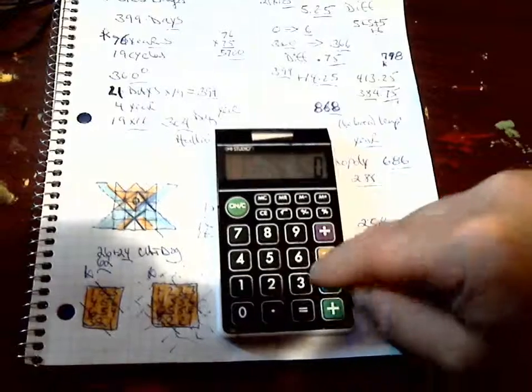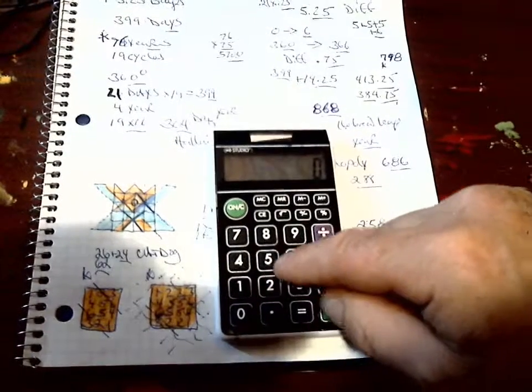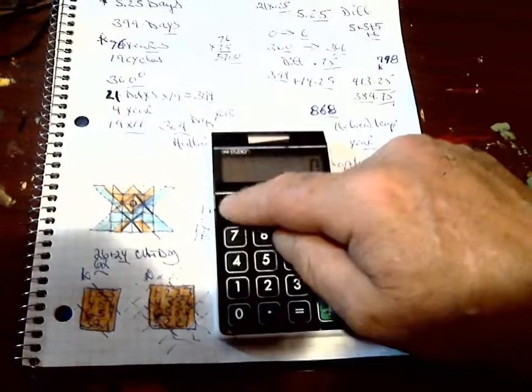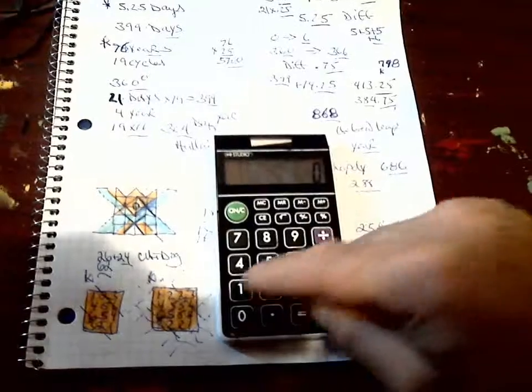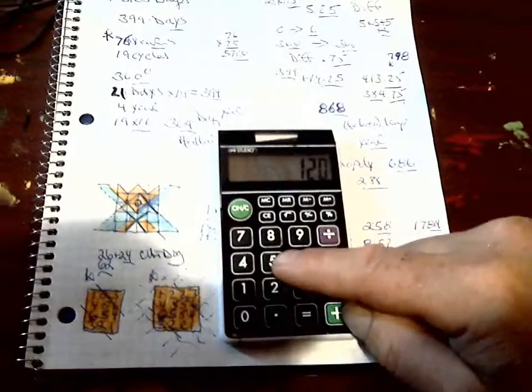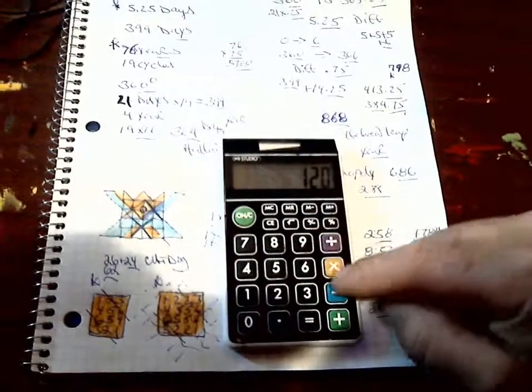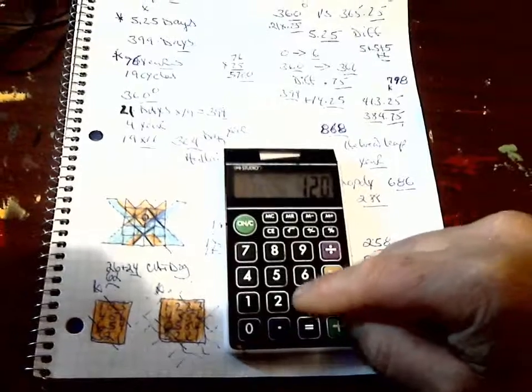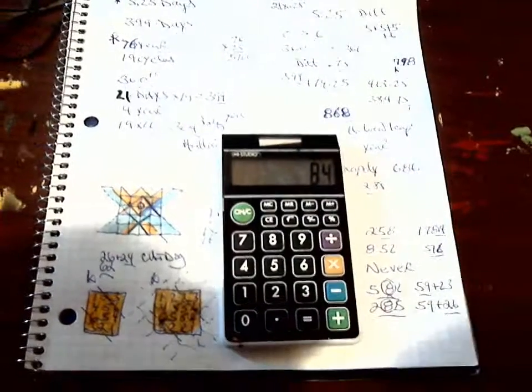You add up to 10, 11, 12, 13, 14, 15, 16, right? You add up all of them, it equals to 120. Now minus 1, 2, 3, 4, 5, 6, 7, 8, minus 36 equals 84 Pluto.